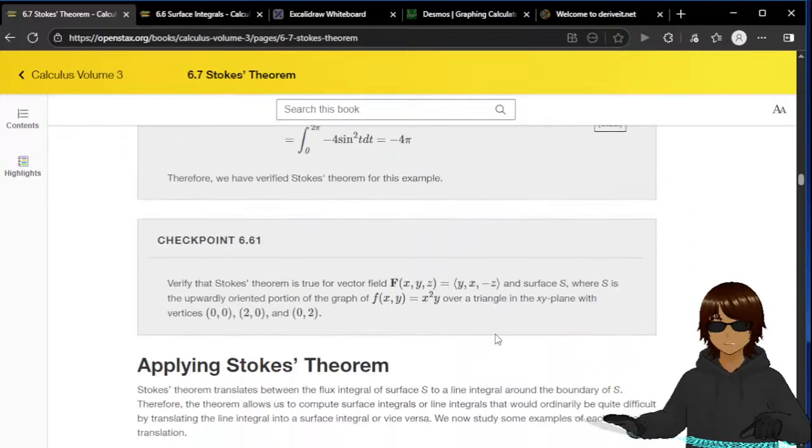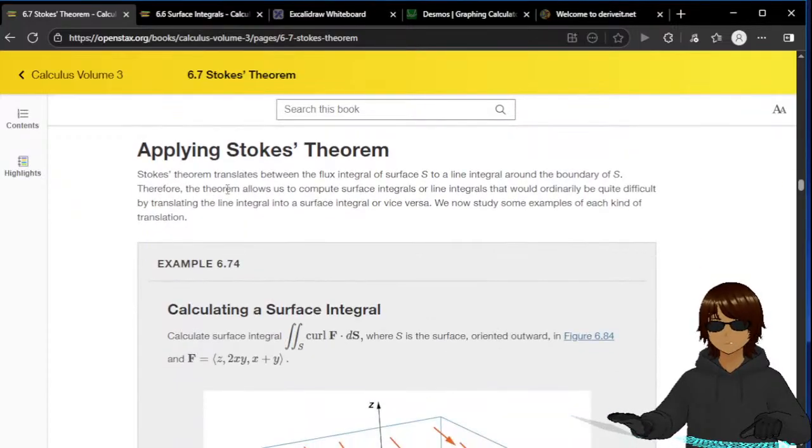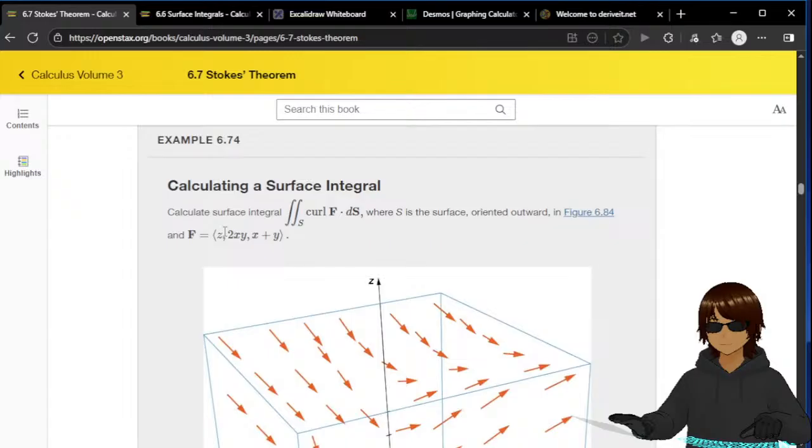Okay, it's still unclear to me how I'm supposed to do this. Stokes' theorem translates between the flux integral of surface S to a line integral around the boundary of S. Therefore, the theorem allows us to compute surface integrals or line integrals that would ordinarily be quite difficult by translating the line integral into a surface integral or vice versa. We now study some examples of each kind of translation. Calculate the surface integral of curl f dot dS, where S is the surface oriented outward in figure 6.84 and f is this.